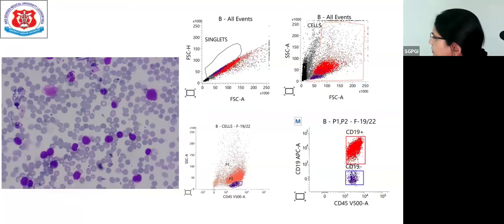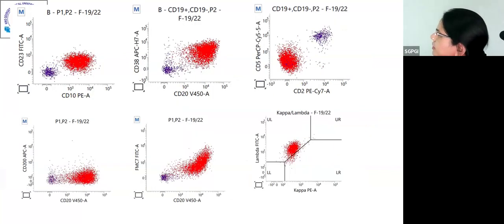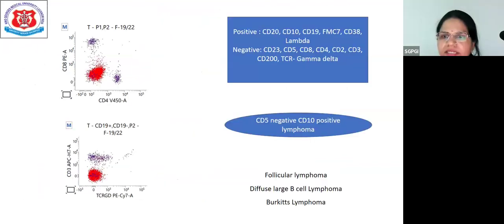So we have gated the 19 positive cells here from the 19 versus 45. What you can make out, the cells are 10 positive. They show brighter expression of 28 and 38, and 5 and 2, the T cell markers, are negative. What about CD200? It is negative. FMC7 is heterogeneous. And what about the lambda? The clonality, this population is clonal. The T cell markers were negative.